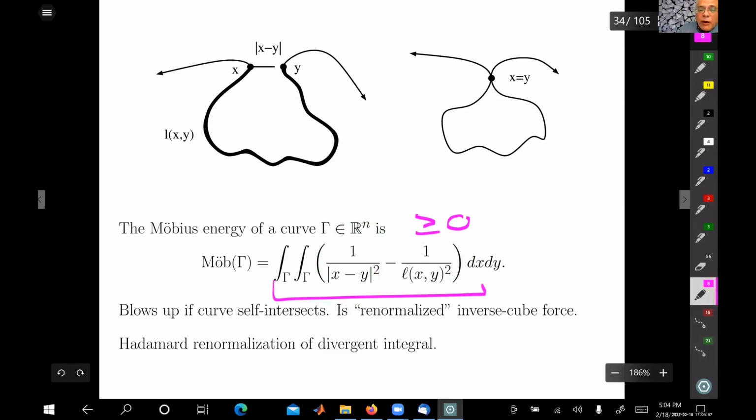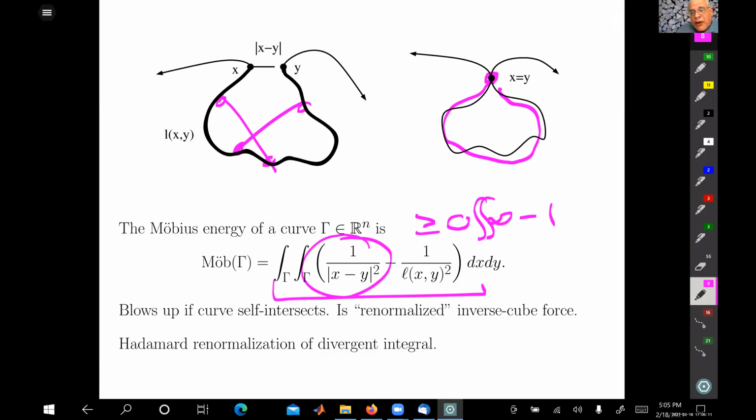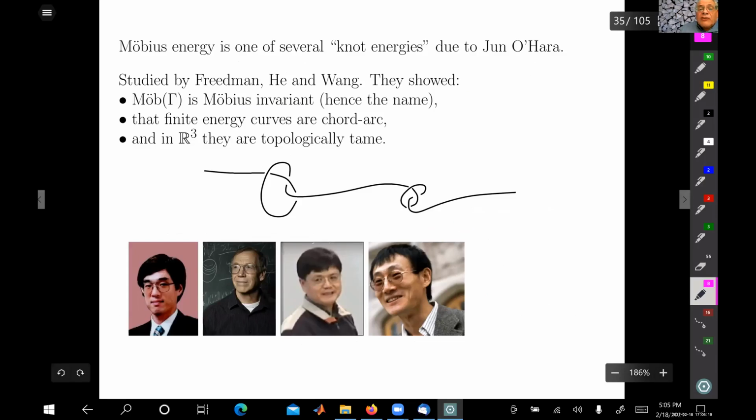And then we integrate it over all different pairs of points on the curve. And we say the Mobius energy is finite if this is finite. This is an energy on the curve which blows up if 2 points come together. If you have 2 points which are very close to touching, then this thing is infinity, but 1 over the length is still about 1. So it looks like you're integrating 1 minus infinity. And you can show rigorously that as 2 points of the curve get closer and closer, this blows up to infinity.